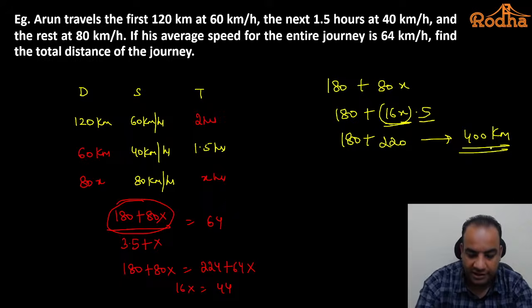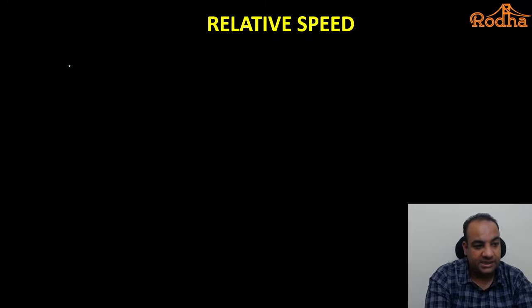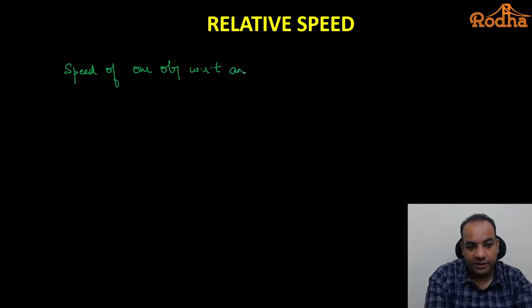Now we will move to the next concept, that is relative speed. What is relative speed? The word relative means with respect to somebody. So relative speed means the speed of one object with respect to another object.